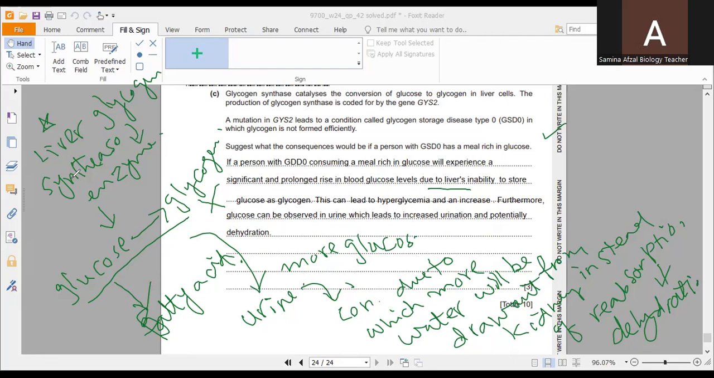Furthermore, it highlights the paradoxical situation in GSD0, where individuals can have high blood glucose after eating but are still susceptible to hypoglycemia during fasting due to the lack of liver glycogen stores. So the body has to face severe problems due to these inabilities. So it was all about question number 10.